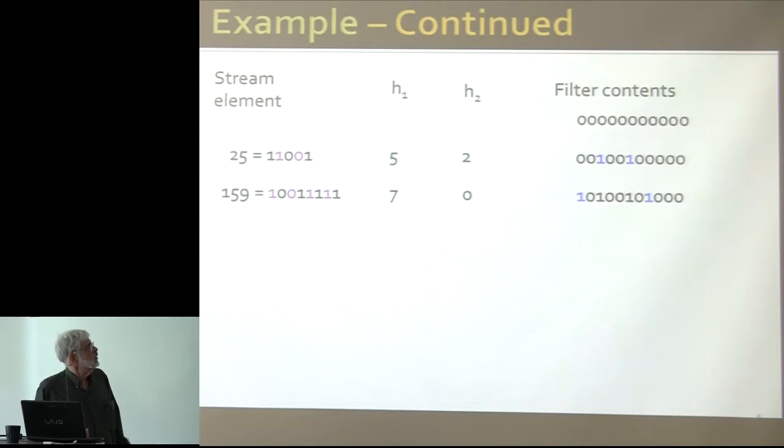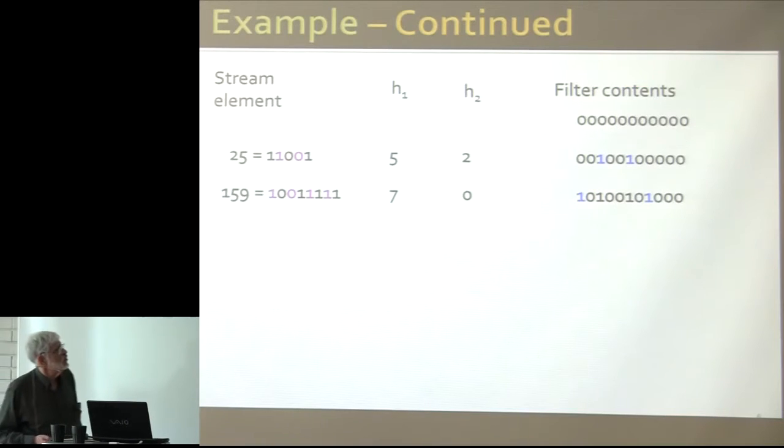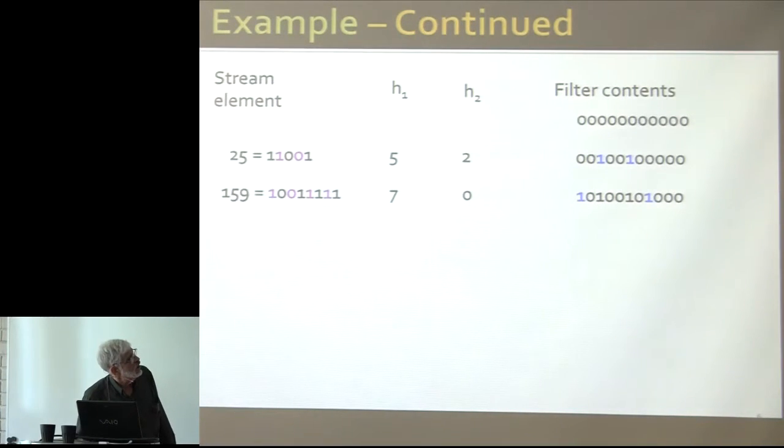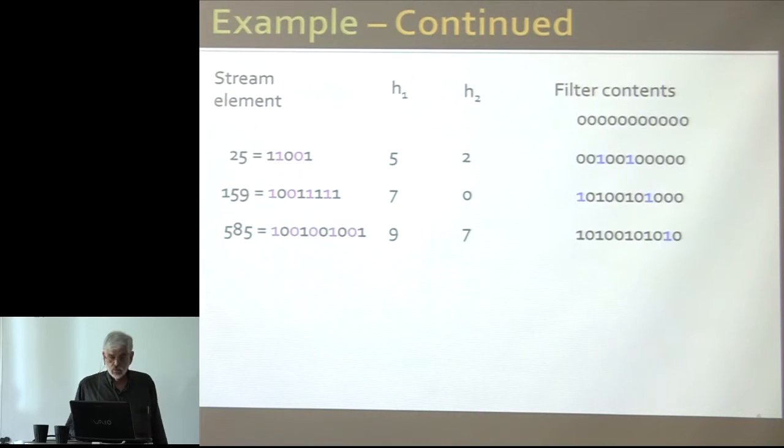Now the next stream element, 159, again the black is 0, 1, 1, 1, that's 7, and the even positions are 1, 0, 1, 1, which is 11, and 11 modulo 11 is 0. So I set bits 0 and 7 to 1, so now you can see that 4 bits are set to 1.